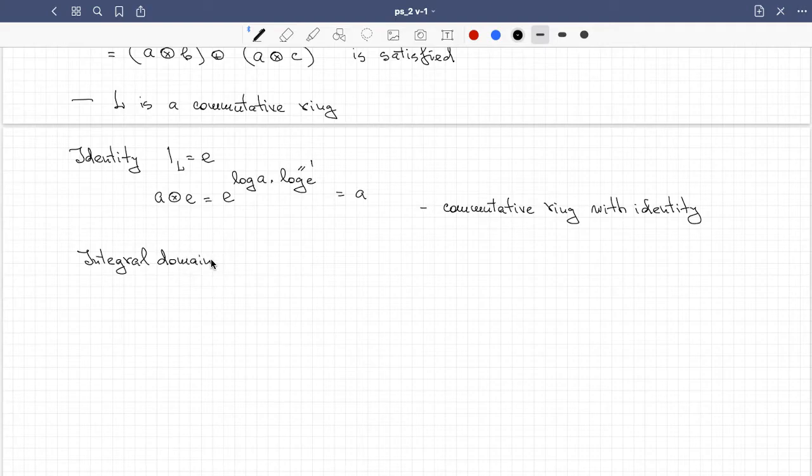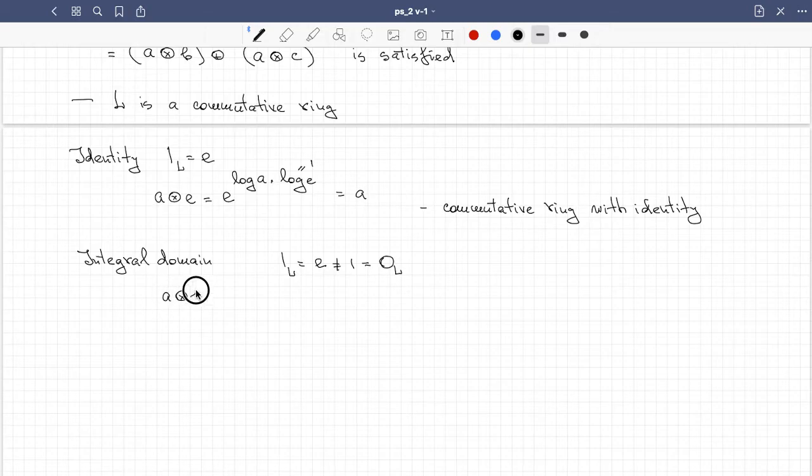Integral domain requires that the identity is not 0 in the ring. Yeah, it is the case here. The identity in L, as we found, is the number e, which plays this role, and this is not equal to 1, it's bigger than 2, which plays the role of 0. The requisite property of an integral domain is that the product being 0 implies one of the factors must be 0. So let us see whether that is true.